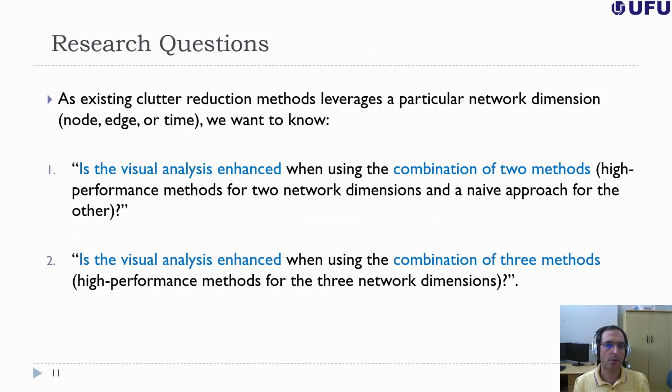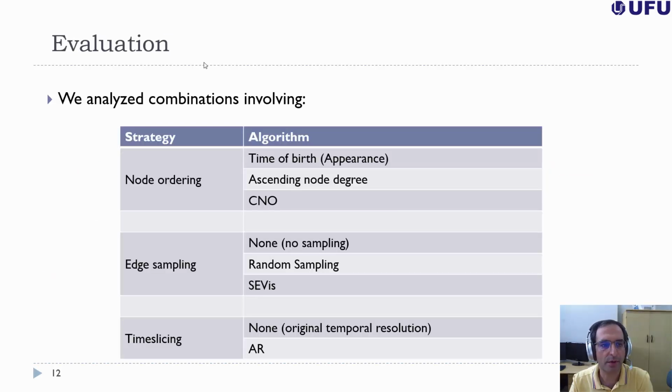For this work, we analyzed two research questions. As the existing clutter reduction methods leverage a particular network dimension, node, edge, or time, we want to know: Question 1. Is the visual analysis enhanced when using the combination of two methods, high-performance methods for two network dimensions and a naive approach for the other? And the second question: is the visual analysis enhanced when using the combination of three methods, high-performance methods for the three network dimensions?